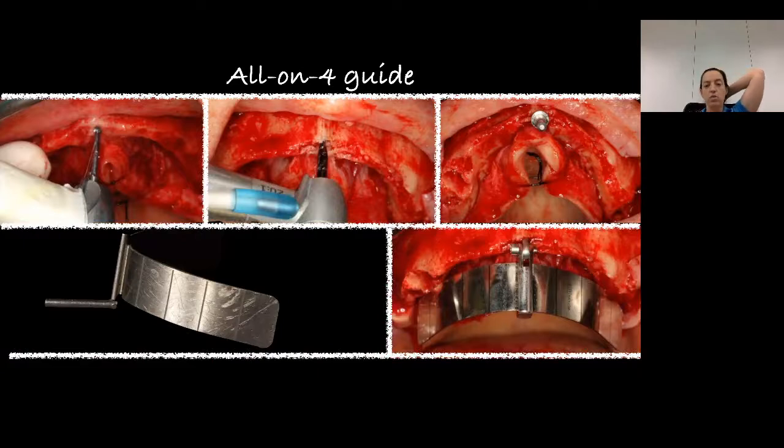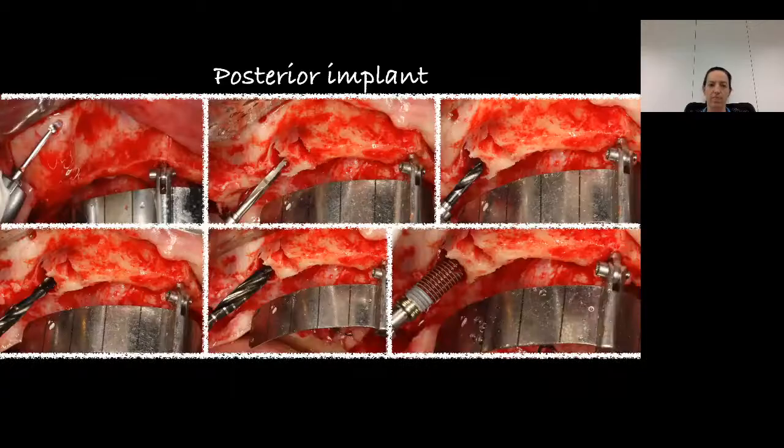And after this, we have to place our GPS, which is this All-on-4 guide. So we go into the middle line, we do an osteotomy using the 2mm drill, and we place the pin. If the pin guide is perpendicular to the bipupillar line, after this we place our All-on-4 guide, which is a guide that you can adapt. It's a universal guide, you can adapt it to all kinds of mandibles or maxillas.